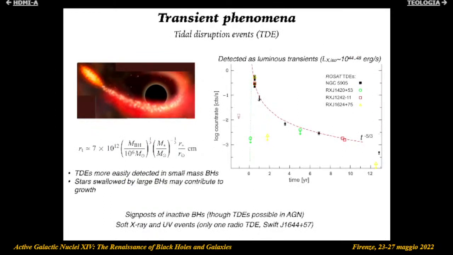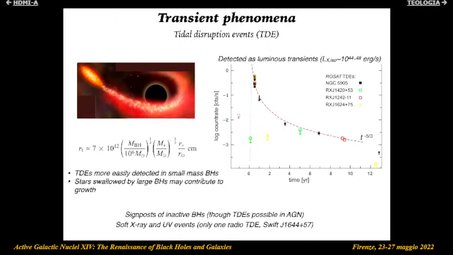So we know about three kinds of transient phenomena in AGN. The first one is tidal disruption events. These events occur when a star is ripped apart by a supermassive black hole, and a fraction of the star is accreted, producing a flare of electromagnetic emission. Another fraction is put on an unbound orbit.